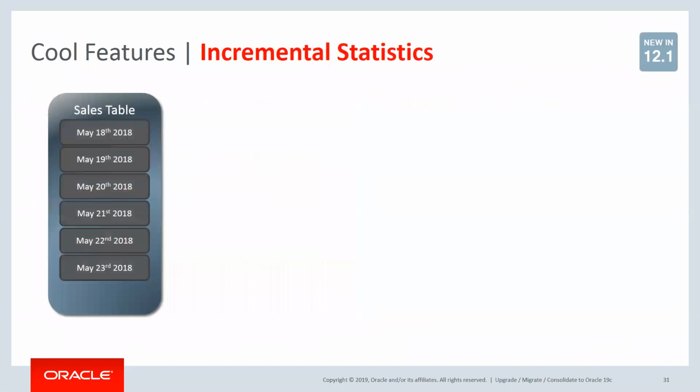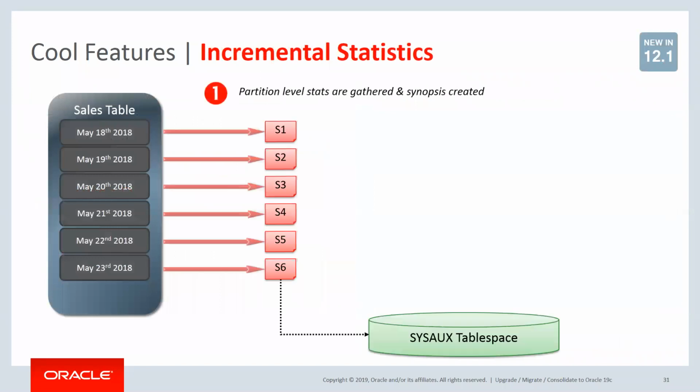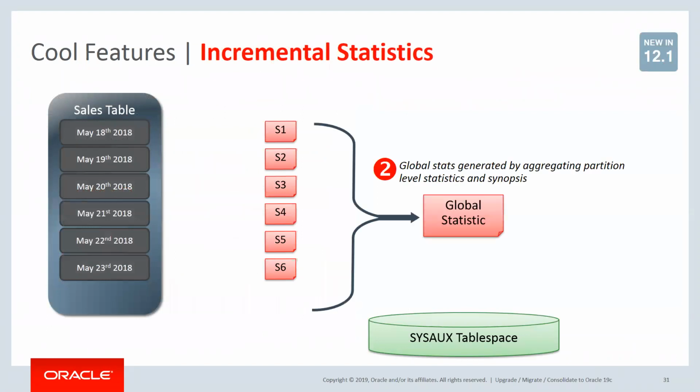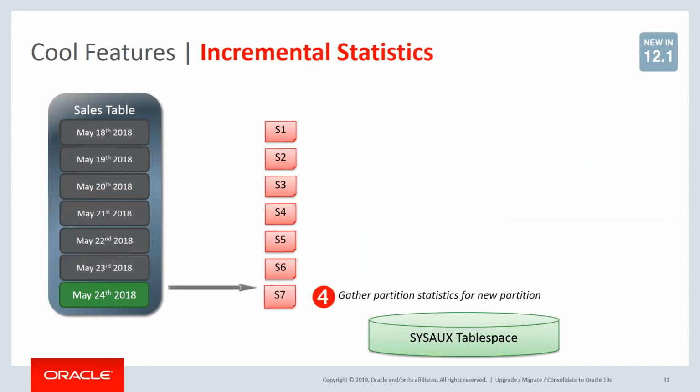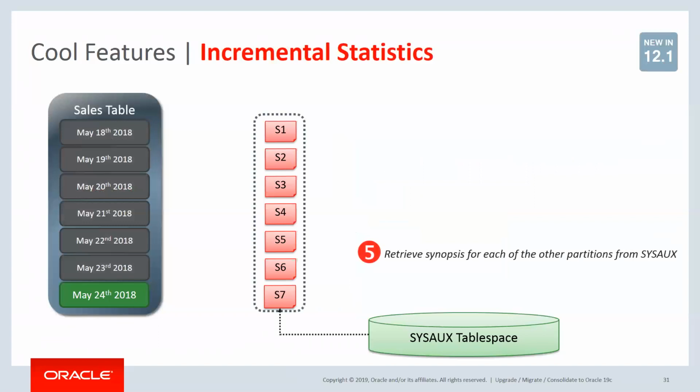Incremental statistics, also in 12.1. In the old days, if you wanted statistics on a very large table, you had to calculate them time and time again. Nowadays, we can gather statistics per partition, and to get global statistics, we just add up all these statistics together and we have the global statistics. So when a new partition is added, we don't need to gather all statistics, we only gather the statistics for one partition, and then we know the global statistics again.